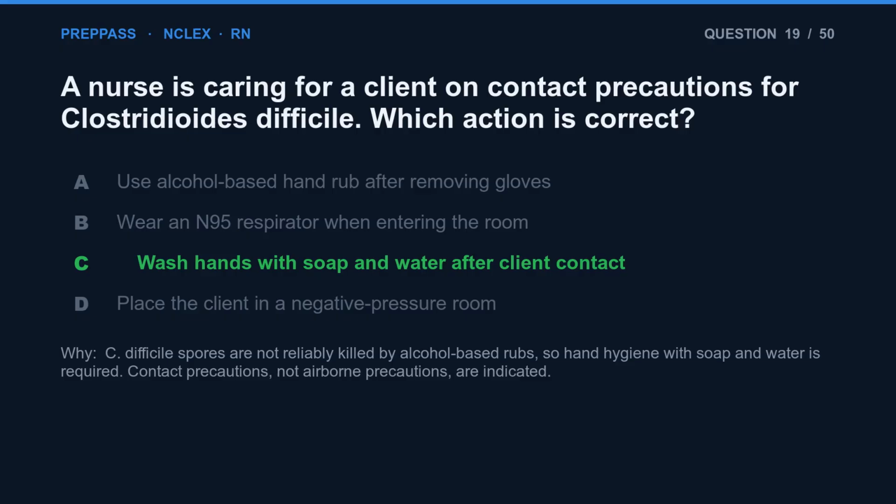The correct answer is C. C. difficile spores are not reliably killed by alcohol-based rubs, so hand hygiene with soap and water is required. Contact precautions, not airborne precautions, are indicated.